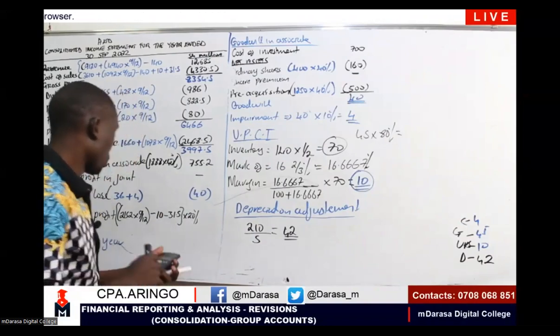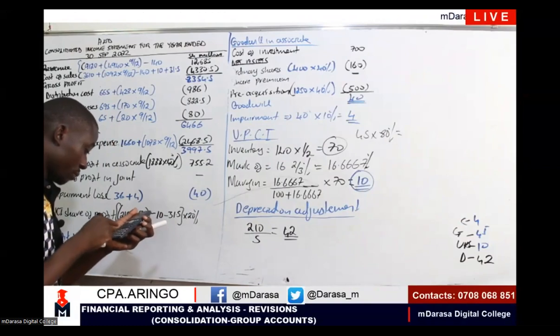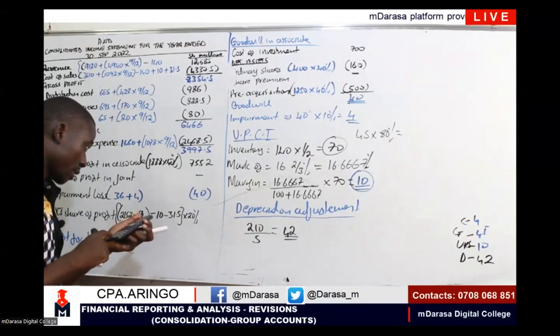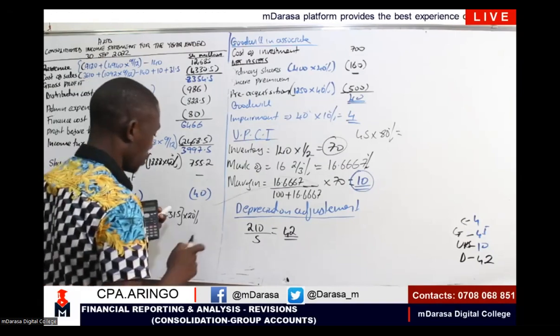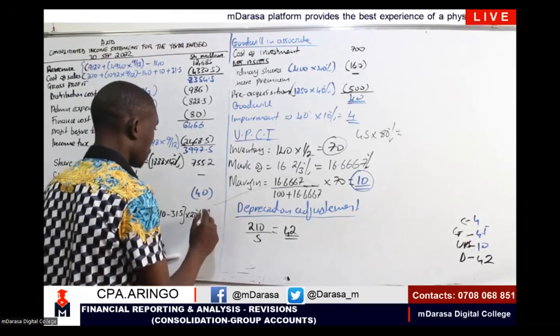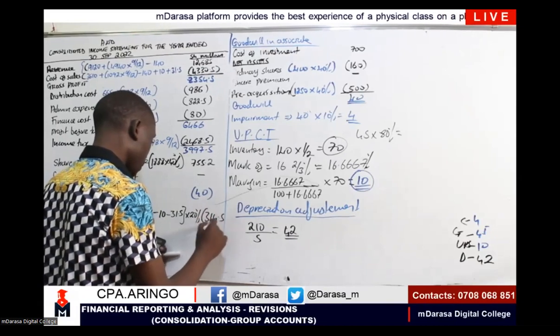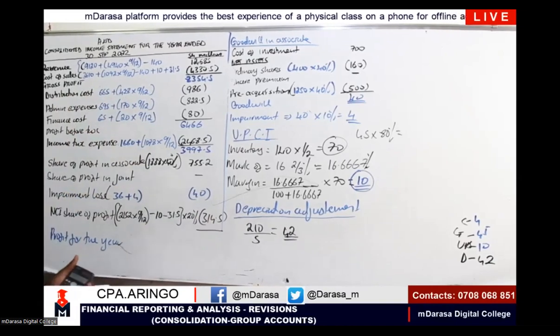So we are talking of 2152 times 9 over 12 minus 10 minus 31.5 times 0.2. In that case, I'm getting 314.5. So that as at the end of the day, my good students, you can say that profit for the year will be how much?